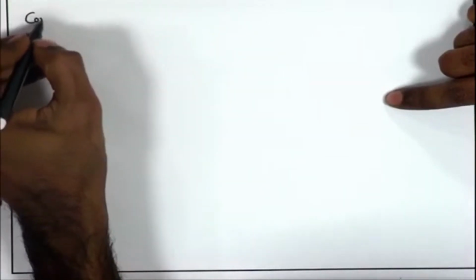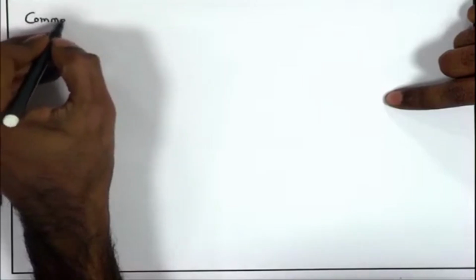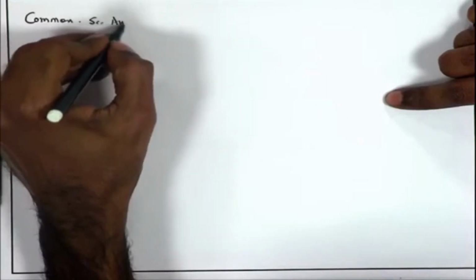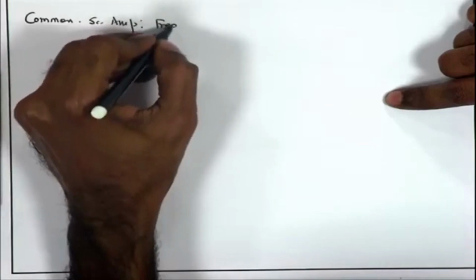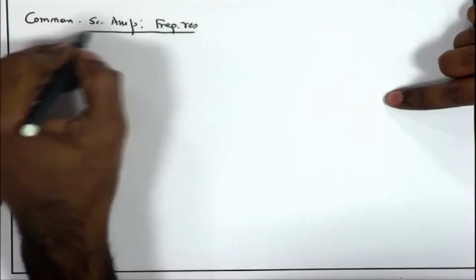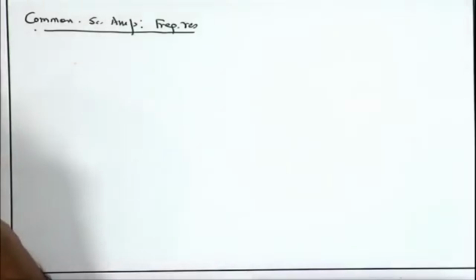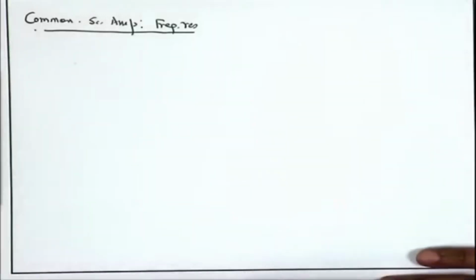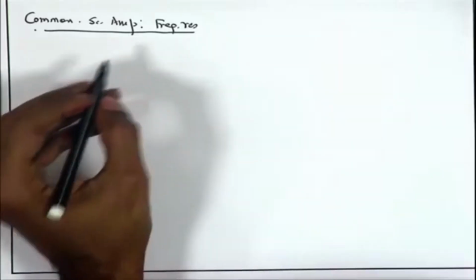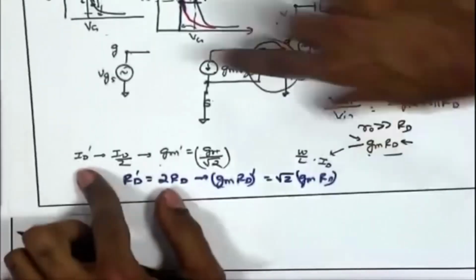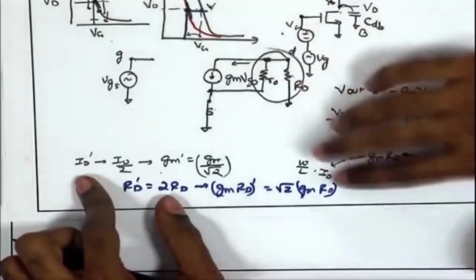So, let me talk about common source amplifier frequency response. For that, once again all we need to do is add the high frequency capacitances to the small signal model. So, I will redraw whatever I had earlier, the same model, but with added small signal capacitances.